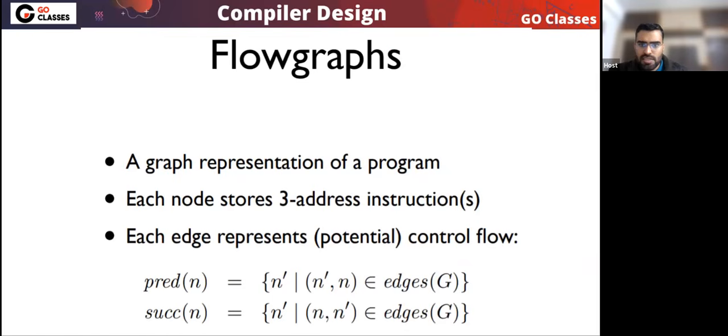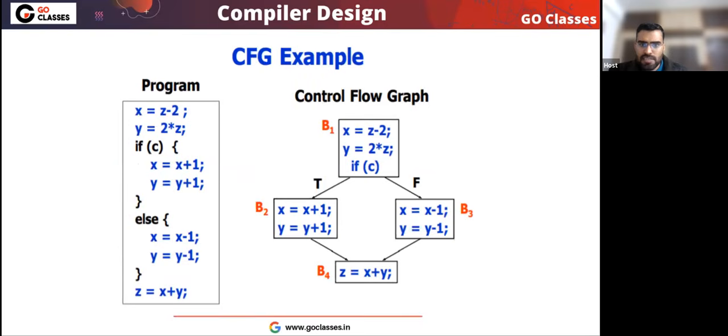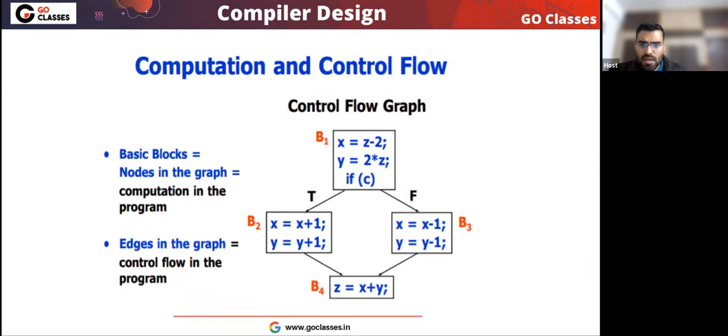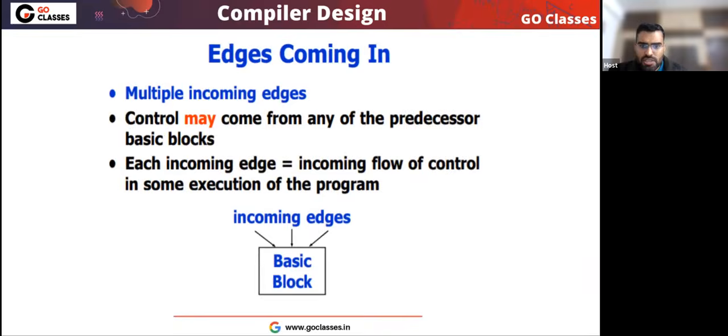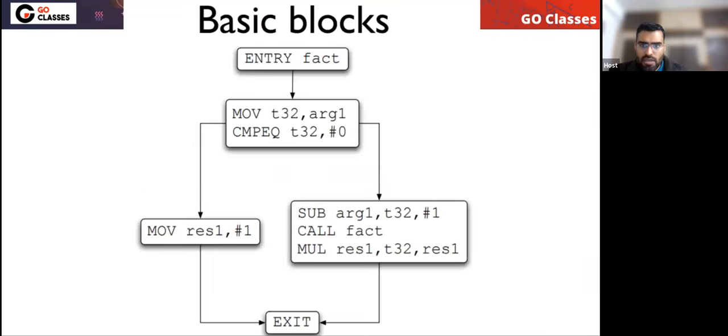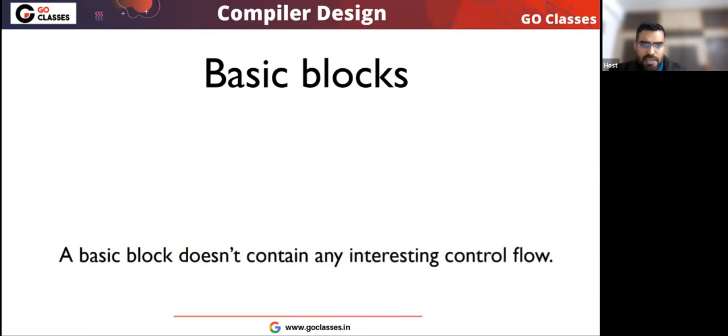Flow graph, is this clear to everyone? Successor and predecessor. So this is the idea. Next, a very important thing that I want to teach you: in the basic block, what is the control flow? Can anyone tell me?